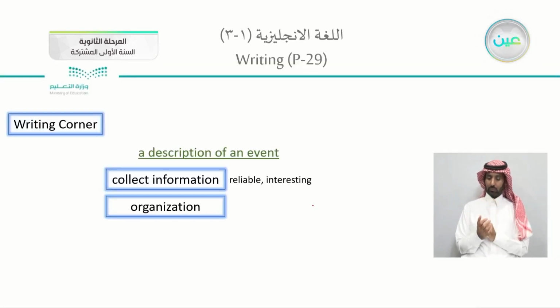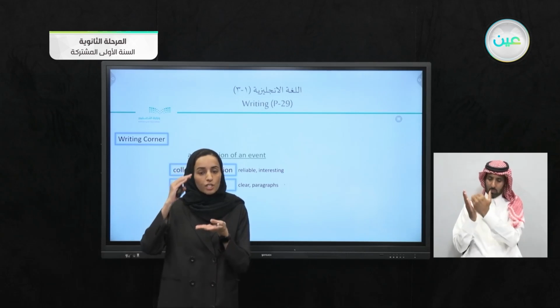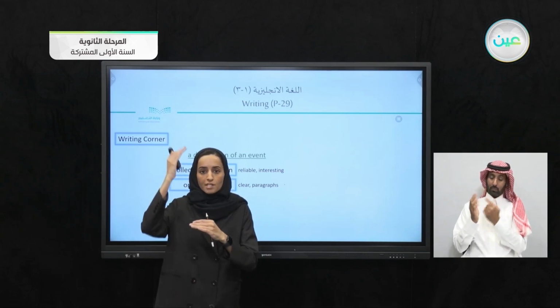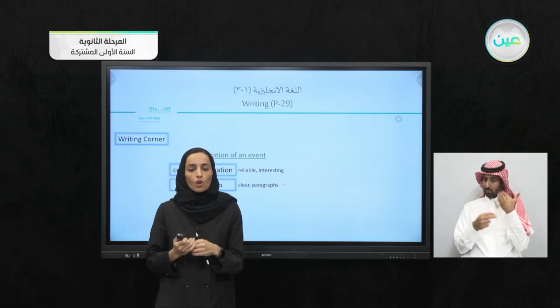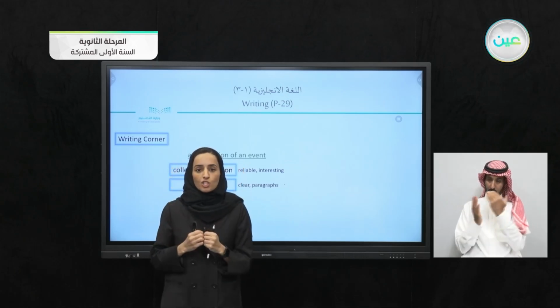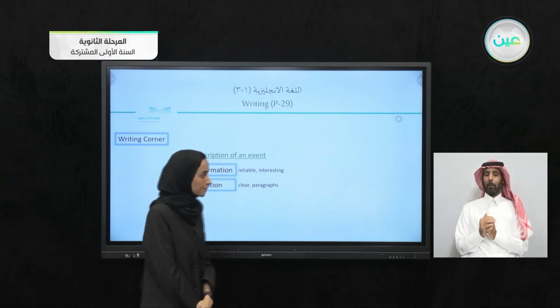Also, the organization of the events. Organization, we're speaking about the order of the events. So in here, the organization should be clear and should be organized in paragraphs. You don't always need to write them in paragraphs. If your writing is short, it should be organized maybe chronologically, starting from the oldest to the newest. Or the organization should be clear organization. I know when things happened and when others happened.